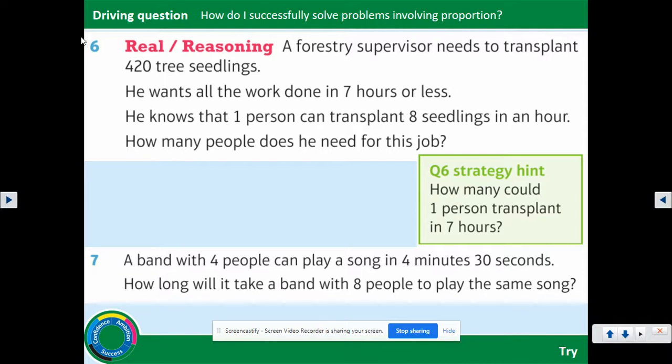Question 7. A band with 4 people can play a song in 4 minutes and 30 seconds. How long will it take a band with 8 people to play the same song? Okay, so pause the video please and play when you're ready for the solution.